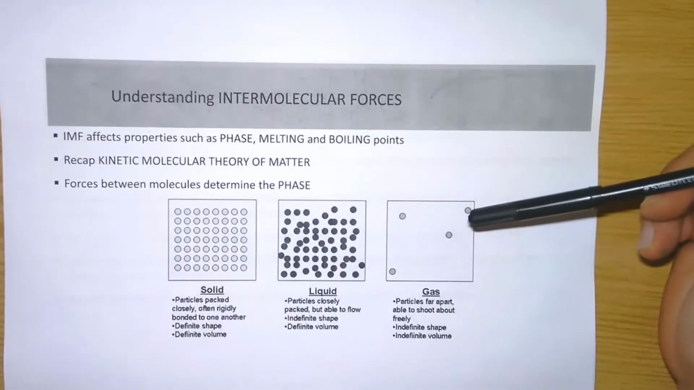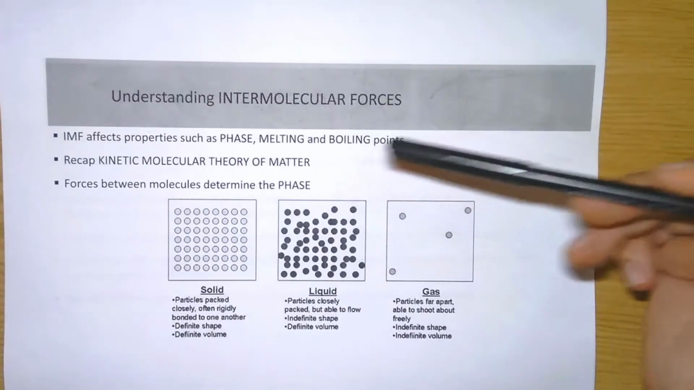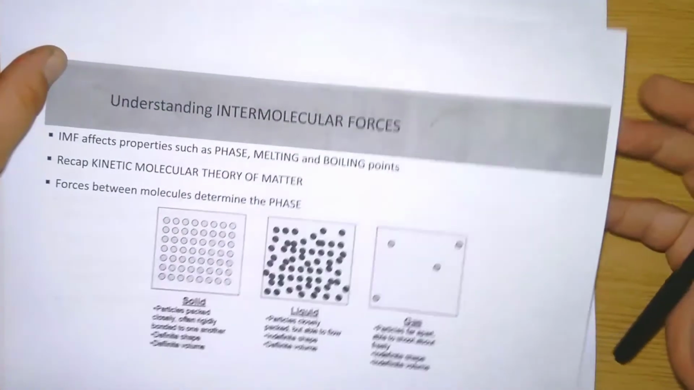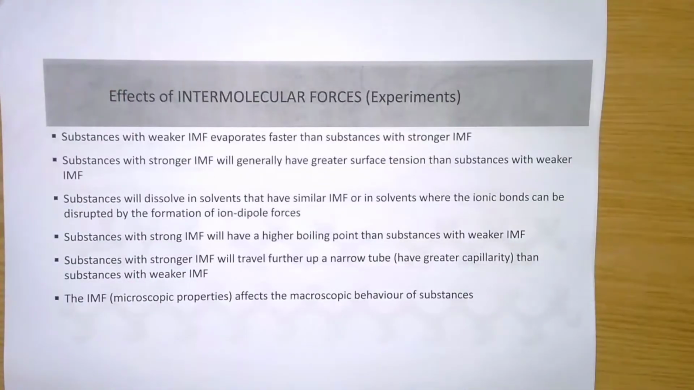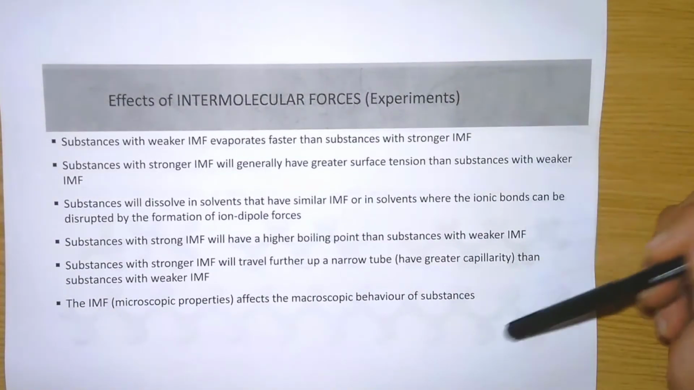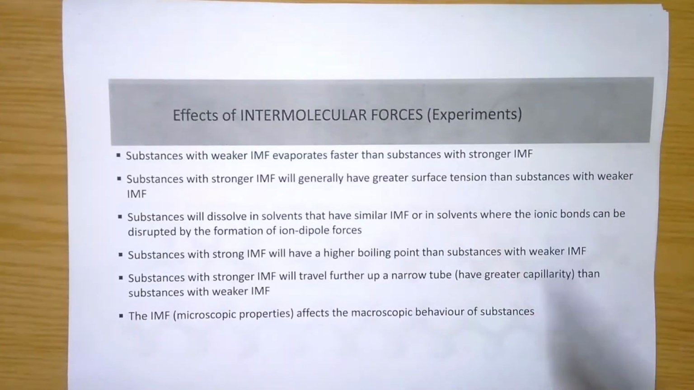You can take a liter of gas and compress it into a 200 milliliter gas canister. So they will always take the shape of their container and also take the volume of the container that they're in.